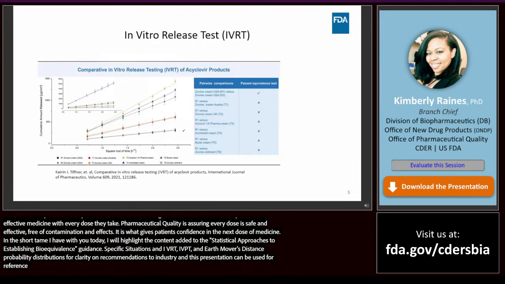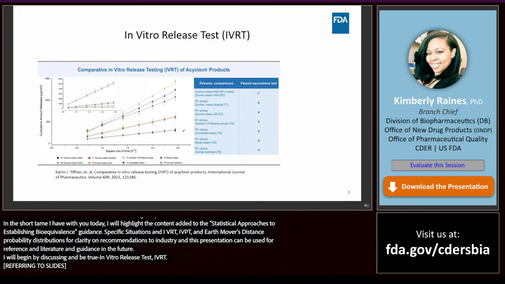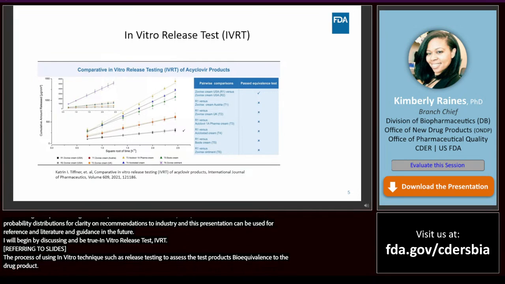I will begin by discussing in vitro release test, IVRT. The increasing complexity of drug formulations is driving the application of in vitro bioequivalence testing. It is the process of using an in vitro technique, such as release testing, to assess a test product's bioavailability and bioequivalence to the reference listed drug product. Here is an illustrated example from literature showing the comparisons of acyclovir products using IVRT.